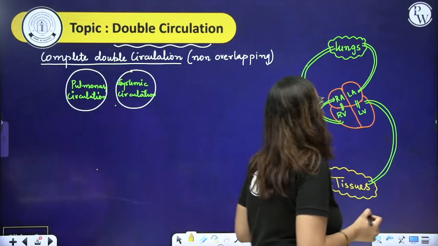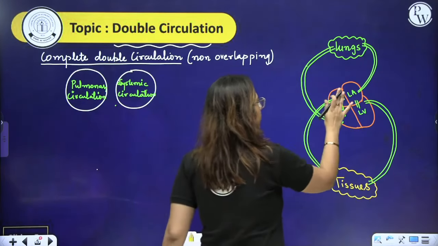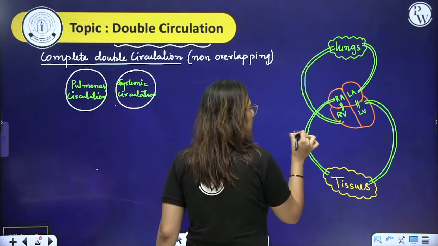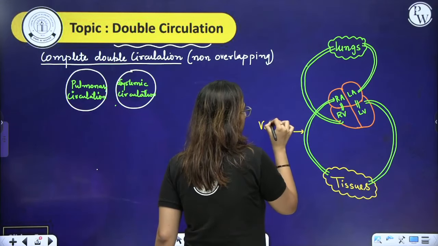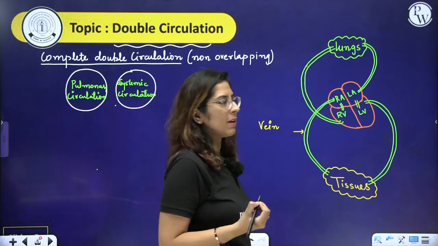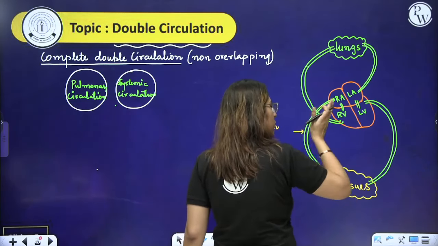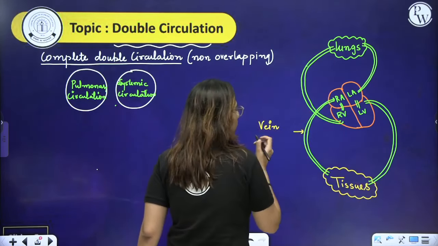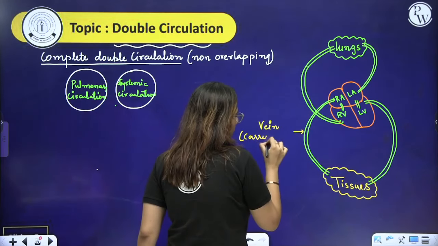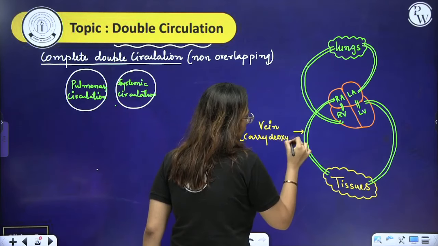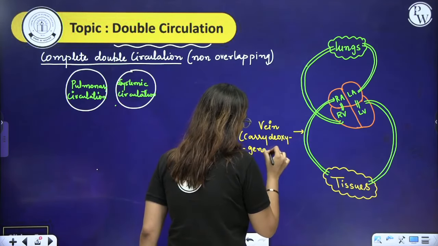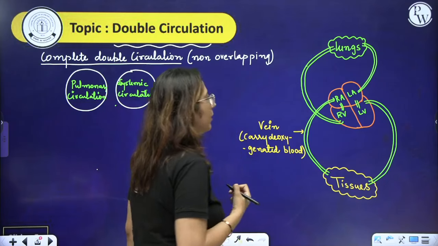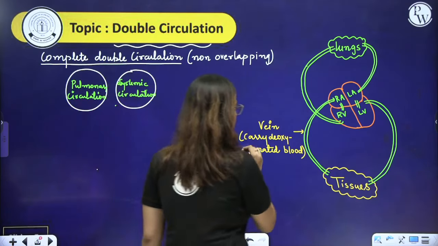Now let's label everything. This is a lung, right? First of all, we are discussing the right atria. Tissues are giving deoxygenated blood. So what is this? This is your vein, your systemic vein. You should always know that veins go towards the heart. So veins carry what? Deoxygenated blood. Clear? It carries the deoxygenated blood.